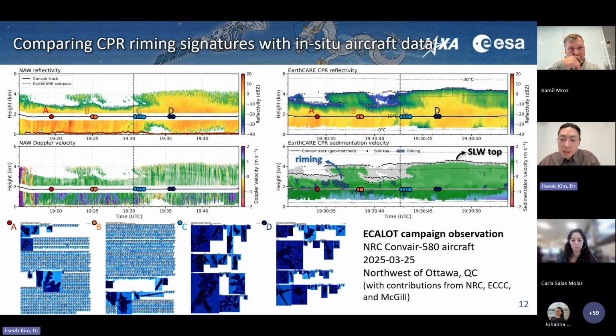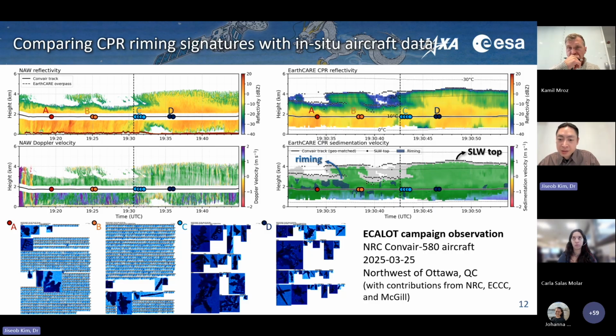At A, the riming is mainly detected near the upper part, and at B, it is detected more from below. We are still investigating why it appears different. But if you look at point D here, there is almost no riming detection around that area, right? And the aircraft also did not observe supercooled liquid water or rimed particles there, even though the lidar still detects supercooled liquid water near the cloud tops.